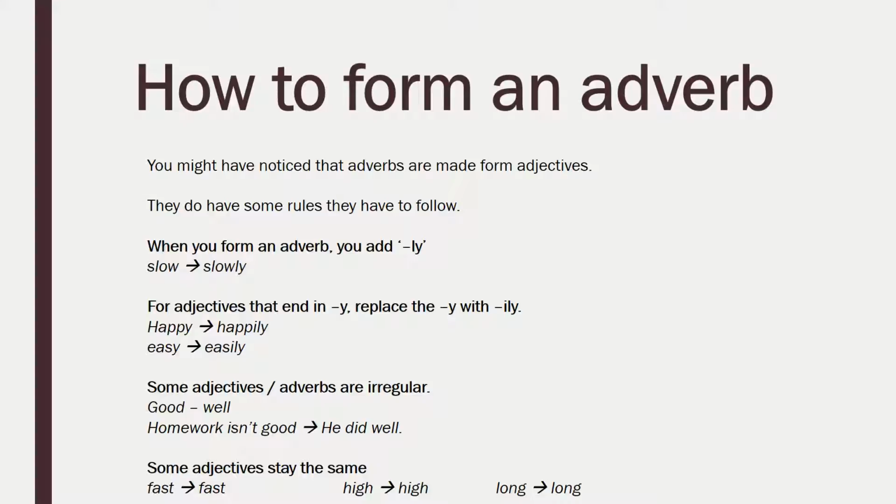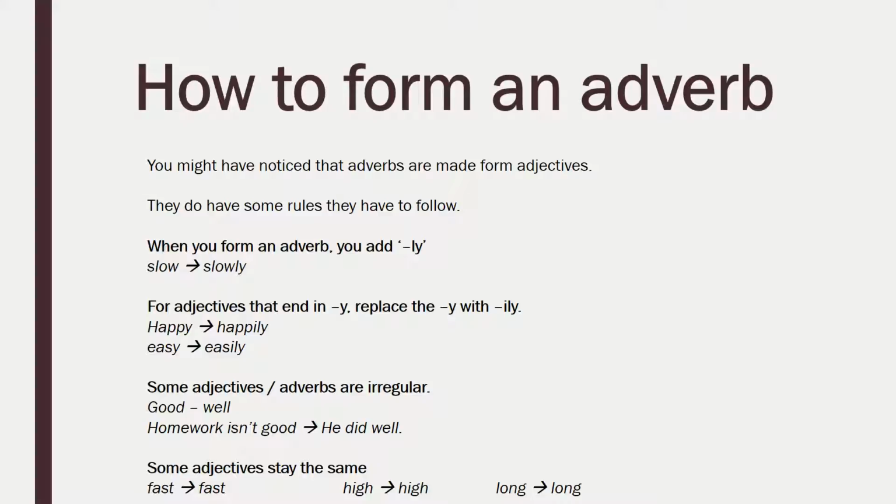Now you use this rule in most cases, though there are some other rules that you should keep in mind. So the second is for adjectives that end in Y, you replace the Y with illy. So happy becomes happily and easy becomes easily. You just kind of delete the Y and add illy. Then some adjectives or adverbs are irregular. So they just change and there isn't really a rule for that, just like with the irregular verbs. The only thing that you can do is just study them and learn them by heart.